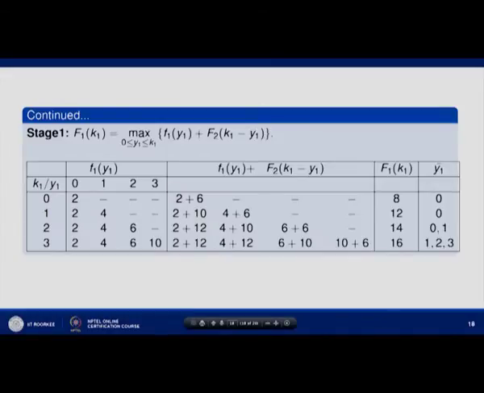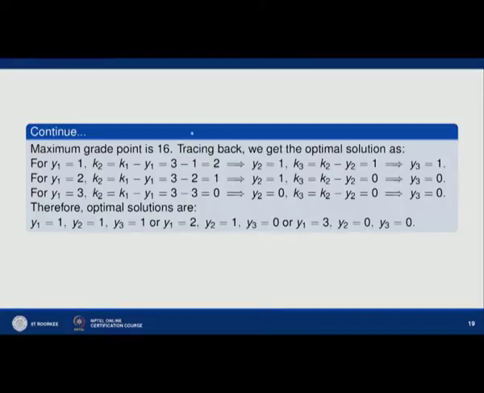and that can be obtained if y1 bar is 1, 2 or 3. So the maximum grade point is 16 units. Tracking back, we get the optimal solution as: for y1 equal to 1, y2 equal to 1 and y3 equal to 1. If y1 equal to 2, then y2 equal to 1 and y3 equal to 0, and for y1 equal to 3, y2 equal to 0 and y3 equal to 0. So these are the three optimal solutions for which the maximum grade point is 16 units.